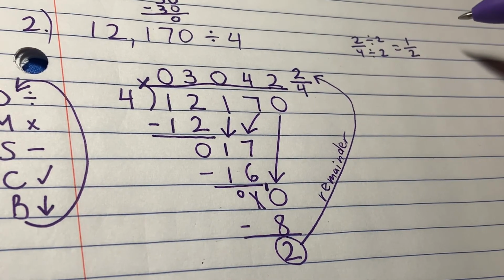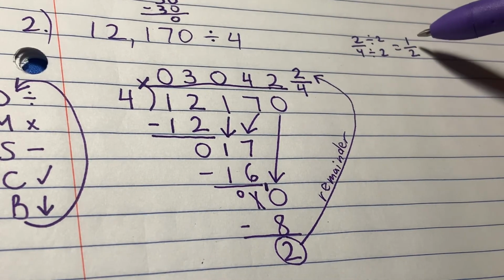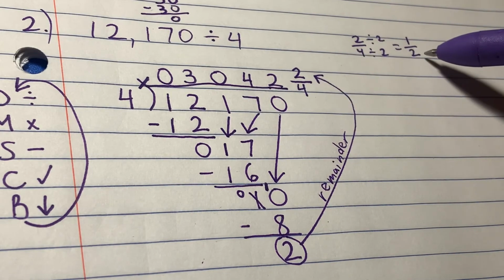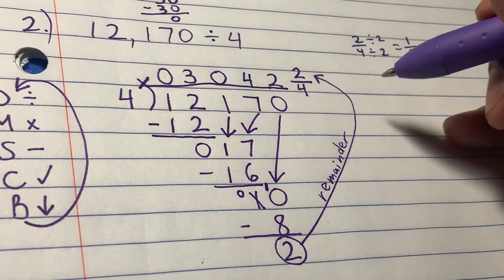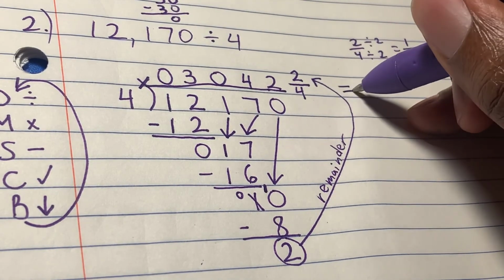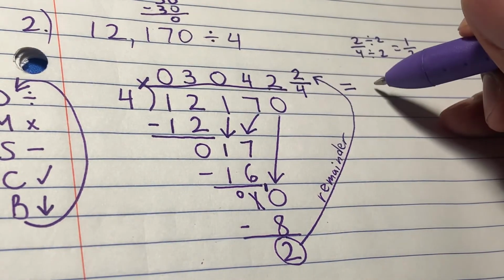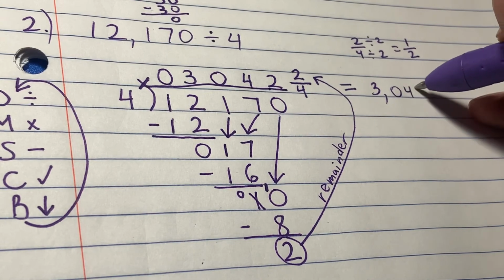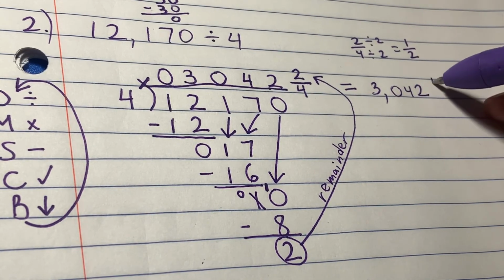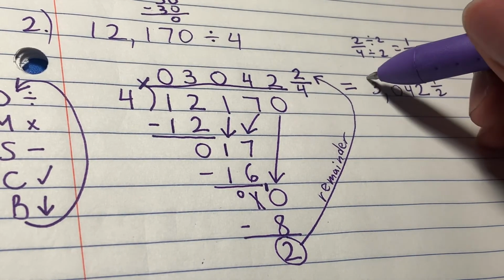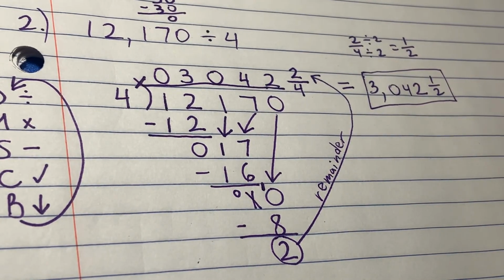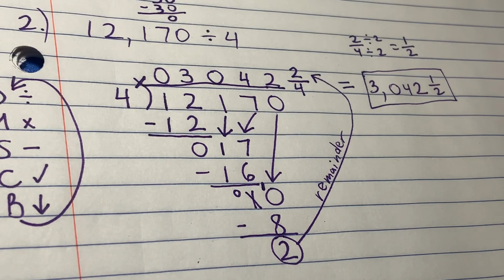Very good, okay? So this work here tells me that I'm going to take the 2/4 and make it into 1/2. So my final answer is keep the whole number the same, 3042 and 1/2. That's how you do it. Okay, ladies and gentlemen, that's how you do it.